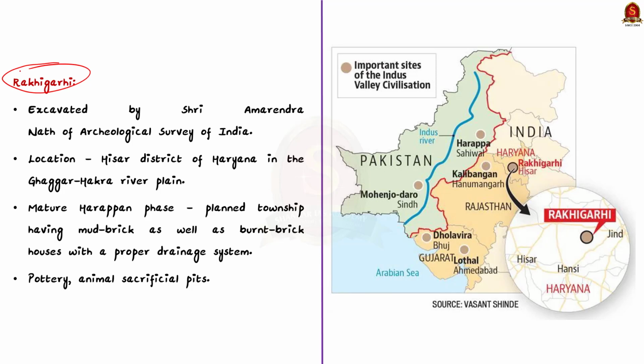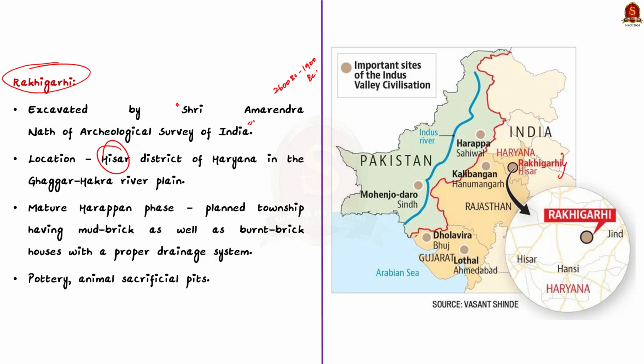Rakhigarhi is a part of the Indus Valley Civilization and it was excavated by Sri Amarendranath of the Archaeological Survey of India. It is located in the Hisar district of Haryana in the Ghaggar-Hakra river plain. It's one of the largest settlements of the IVC, dating back to 2600 to 1900 BC. Know that the other larger sites of IVC are Harappa, Mohenjo-daro, Ganveriwala in Pakistan and Dholavira in India.